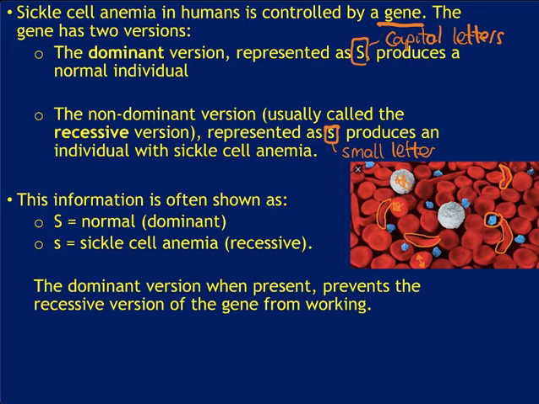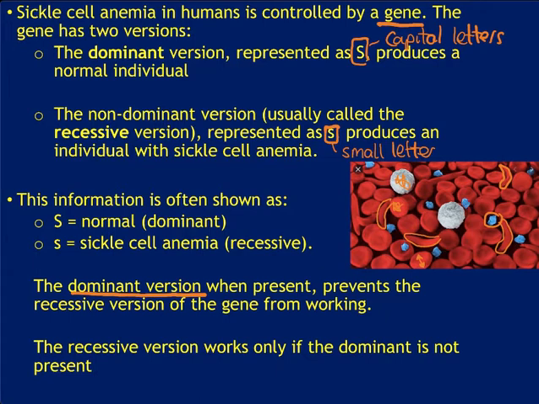Now, the dominant version, if it's present, prevents the recessive version of the gene from working, and I'll explain what that means in a minute. But remember, you get a gene from mum and a gene from dad. So if the dominant is present, if one of the genes you got from your parents is dominant, it really doesn't matter what your second gene is, you will be normal. The only time it matters is if the second gene is recessive, then you're going to be what's called a carrier. And the opposite definition is the recessive will only work if the dominant is not present. So I'm going to explain what that means now.